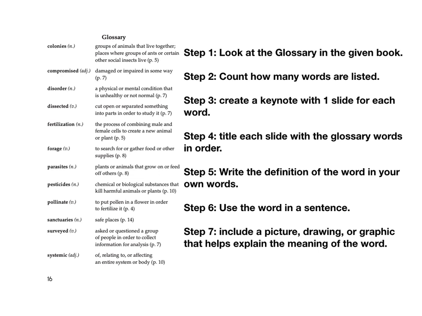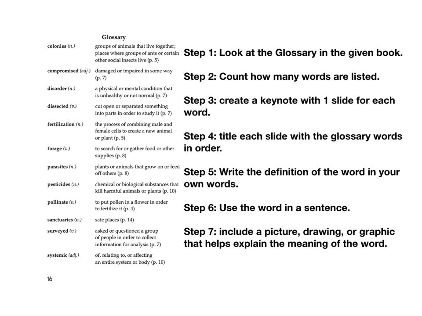So step 1 is to look at the glossary in the given book. Step 2 is to count how many words are listed. So if we look at our words, we have 1, 2, 3, 4, 5, 6, 7, 8, 9, 10, 11, 12. So then create a keynote with one slide for each word. So you would want 12 slides since there are 12 words. Step 4, title each slide with the glossary words in order. So slide 1 would be colony, slide 2 would be compromise, slide 3 would be disorder, slide 4 would be dissected, slide 5 would be fertilization, so on and so on.